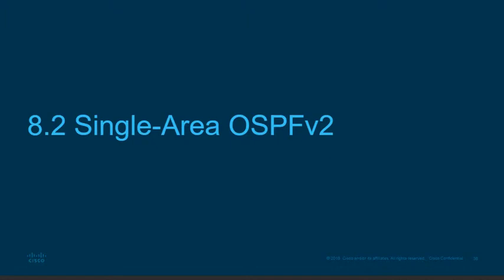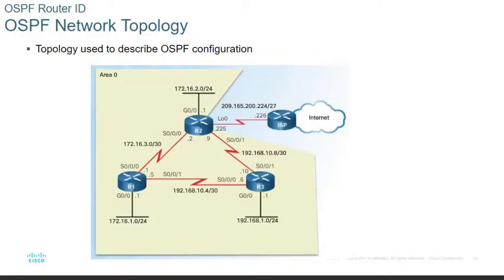Cisco Confidential. 8.2 Single Area OSPFv2. OSPF Router ID. OSPF Network Topology. A topology used to describe OSPF configuration.